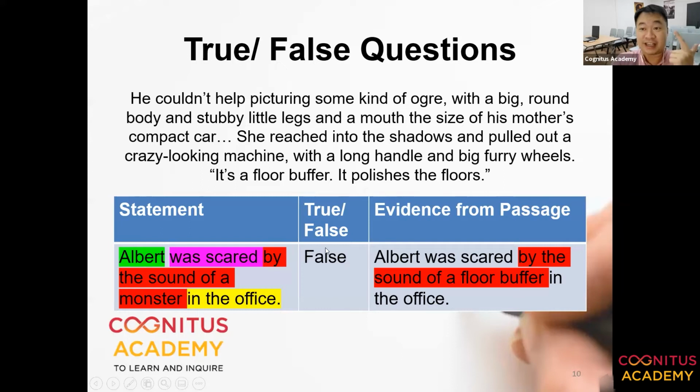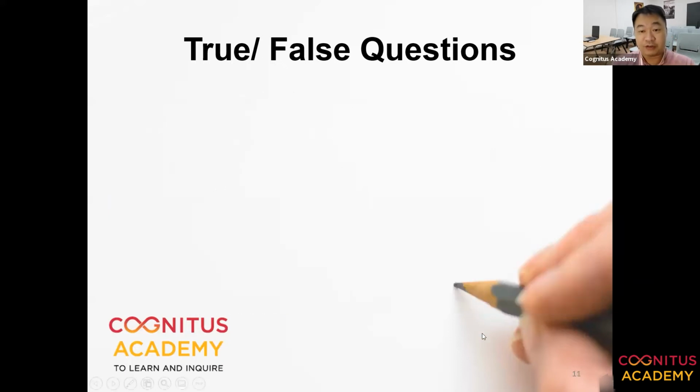So it was true that Albert was there. It was true that Albert was scared. And it was true that he was in the office. But the third chunk, by the sound of a monster, is false. So I can safely say this is a false statement. And the evidence that I want to put in there would be, I would continue to write down the portion that is true in this statement. Albert was scared. This time around by what? By the sound of a floor buffer in the office. So this is a false statement. This is how I would give evidence for a false statement.